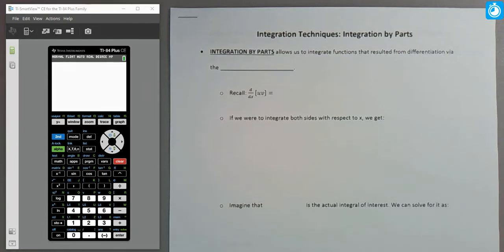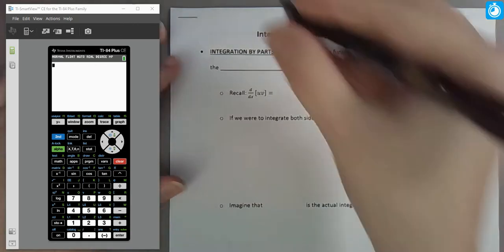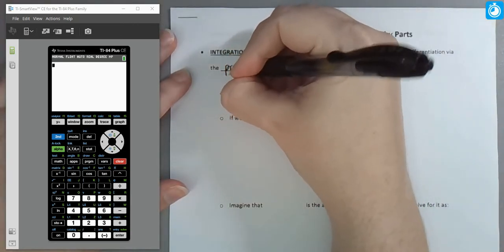In the last video, we discussed the substitution technique for integration. This technique is used when we're integrating a function that resulted from differentiation via the chain rule. So in this video, we're going to talk about another integration technique referred to as integration by parts. Integration by parts will allow us to integrate another set of functions, specifically functions that resulted from differentiation via the product rule.